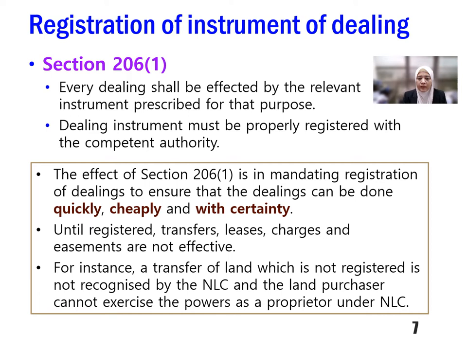So what does that mean? It means that for each type of dealing, there is a prescribed, relevant form that must be used. It's the correct form that must be used for that particular dealing. For instance, we will learn later on, for transfer we have Form 14A, to transfer land, to transfer a share in the land, or to transfer a lease of the land. So you use 14A. Same with other dealings, we use the prescribed form for that purpose.